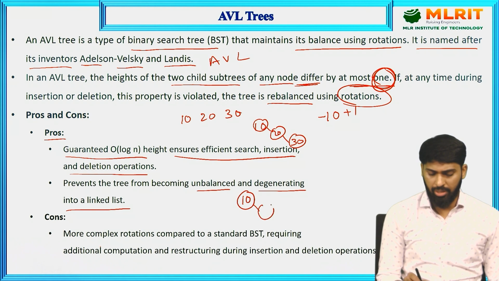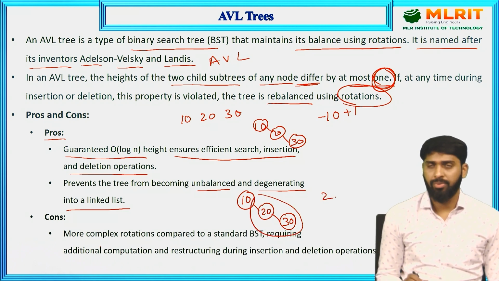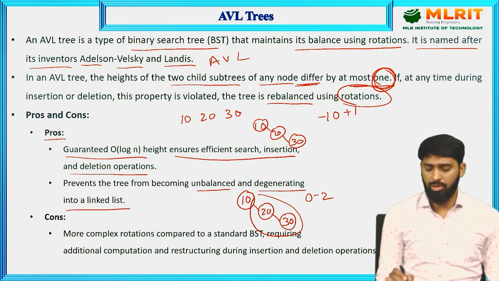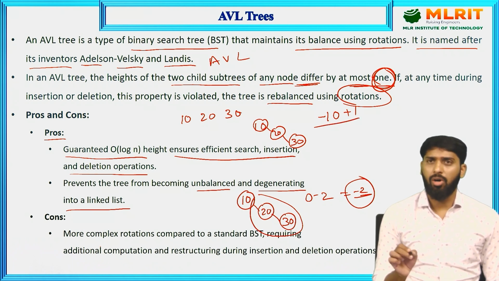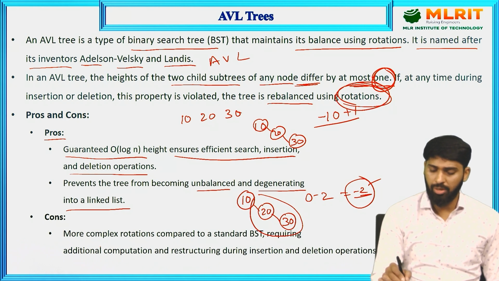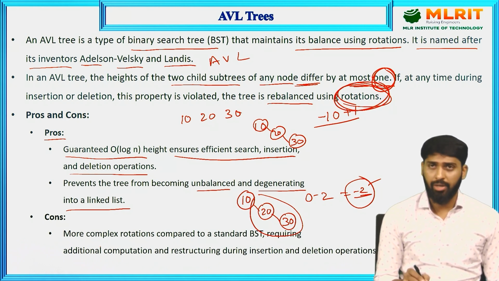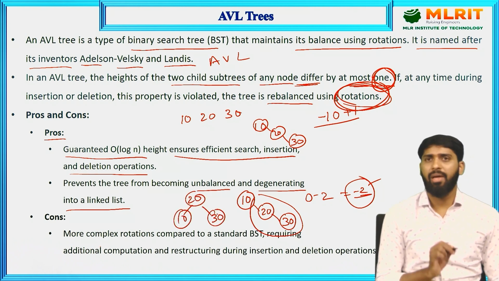So 20 is greater than 10 and it is balanced. When we insert 30, it is unbalanced. Why? The height of the right subtree is 2, the left subtree is 0. 0 minus 2 equals minus 2. So it is unbalanced. The value must always be either minus 1, 0, or plus 1, but here it is minus 2. So what are we going to do? We do some rotations. Now how can we balance this? Rotate to the left side. So it becomes 20, 10 and 30. Now it is balanced.